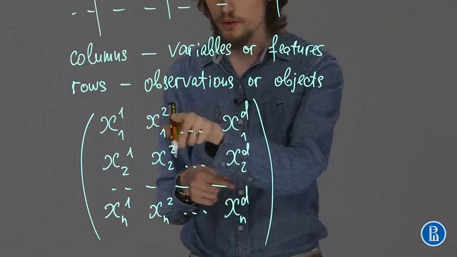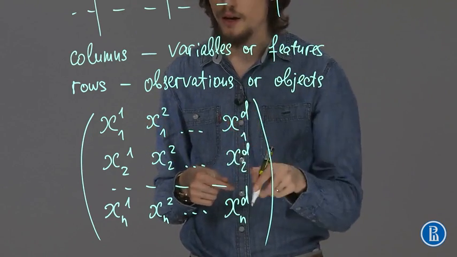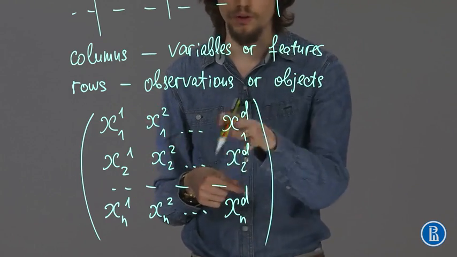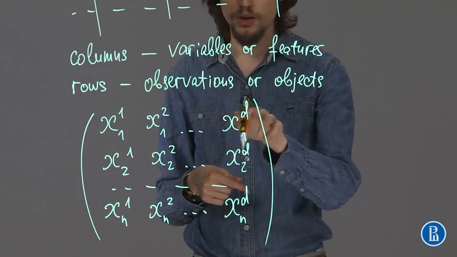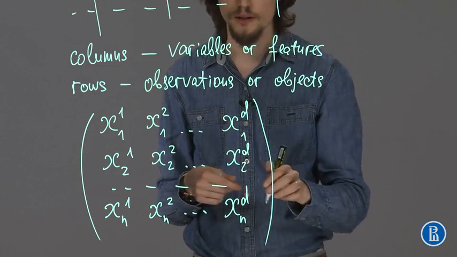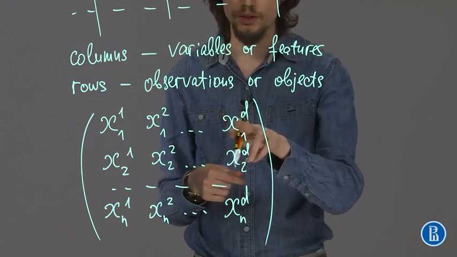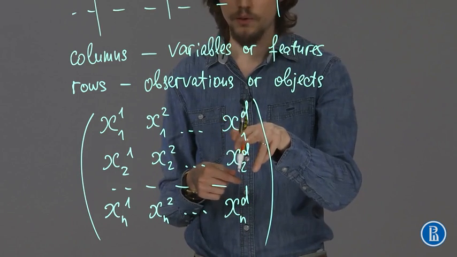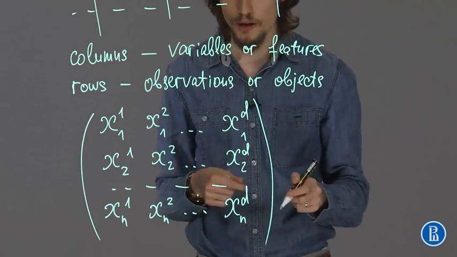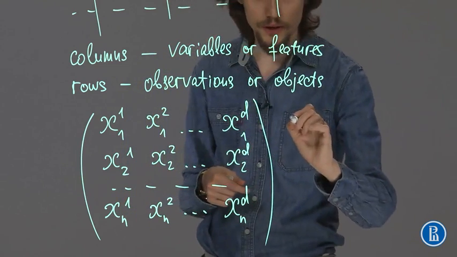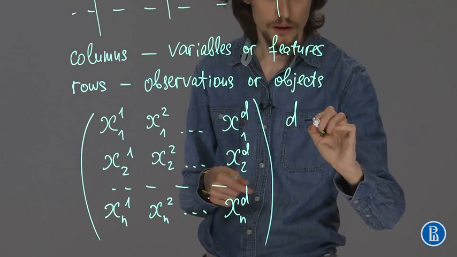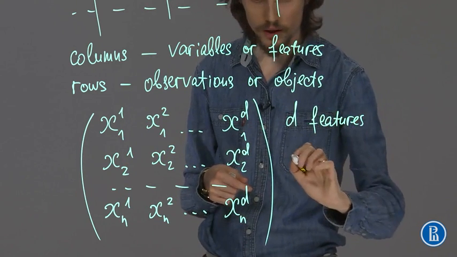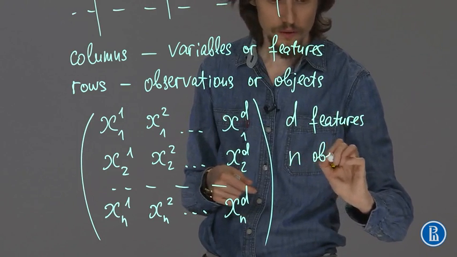You see that I use these upper indices to denote different variables, different columns of this matrix. So do not confuse this upper index with power. It is not x1 to the power d, but it is just x1d. So we have here d features and n observations.